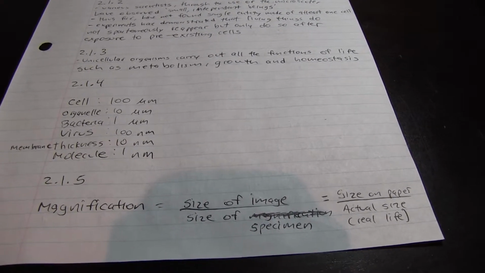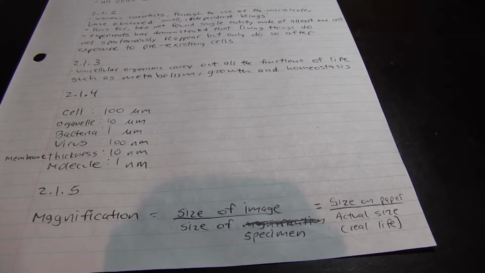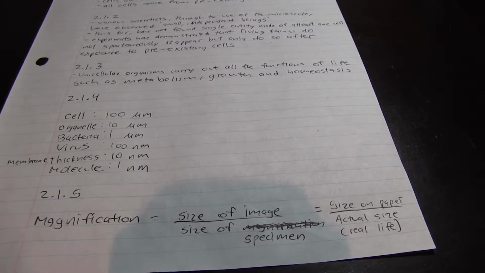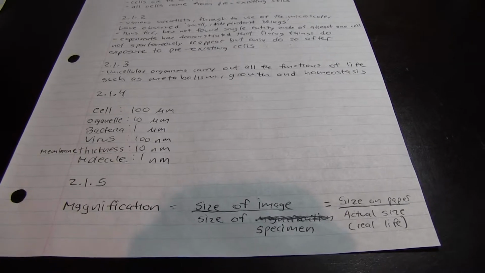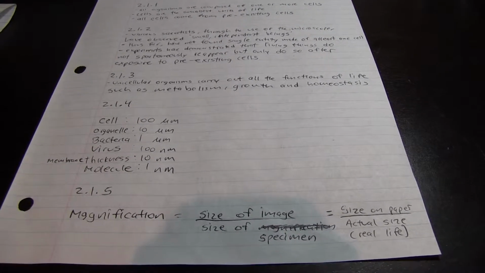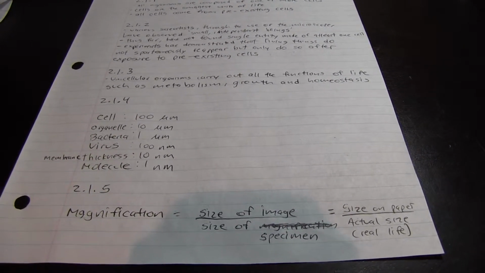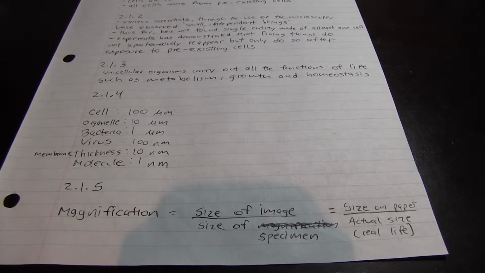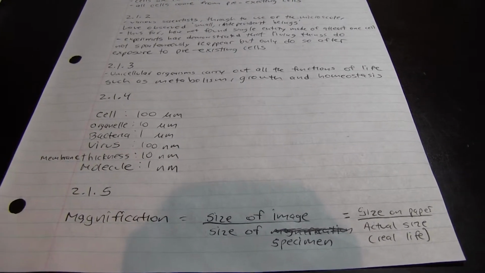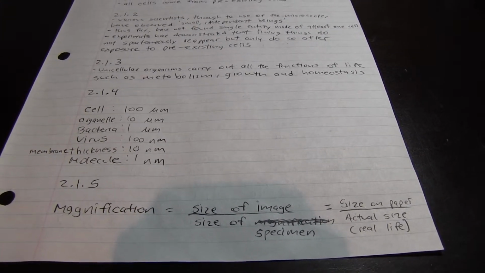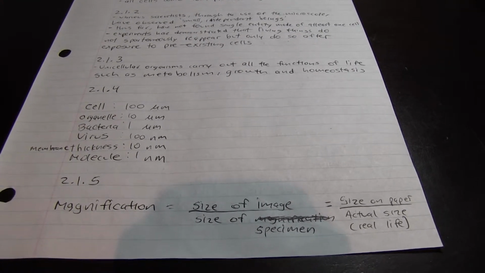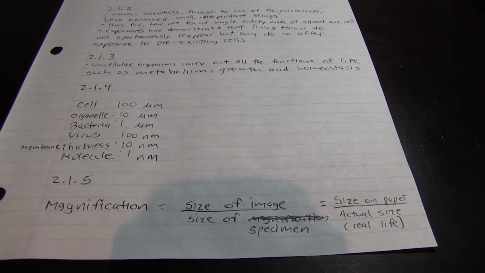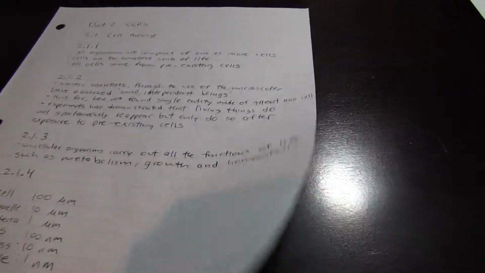The size of the specimen will probably be given to you, and therefore you can just do simple division and you'll get the actual size. So let's say the size of your image of the planaria on the paper is 10 centimeters, and the actual size is like 10 nanometers. All you do is convert them both to the same unit and then you divide them. Pretty straightforward.